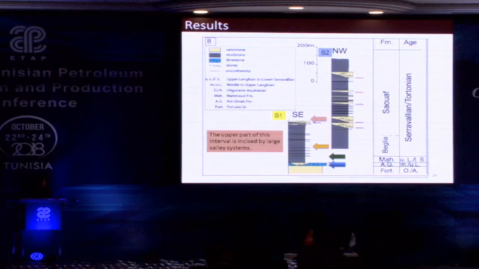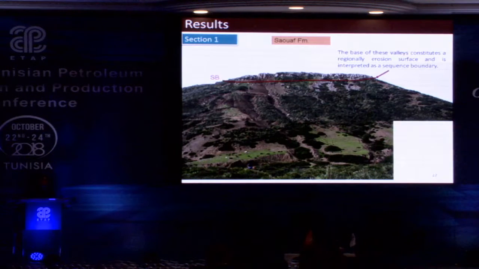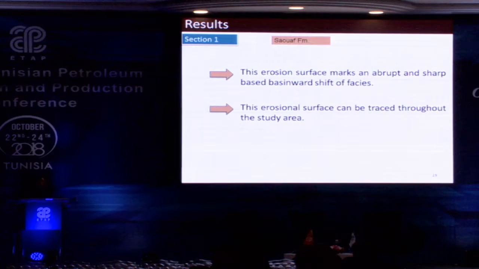The upper part of this interval is incised by large valley systems. The base of these valleys constitutes a regional erosion surface and is interpreted as a sequence boundary. This erosion surface is locally overlain mainly by mud clasts and wave-rippled structures. It marks an abrupt and sharp-based basinward shift of facies, and it can be traced throughout the whole study area.